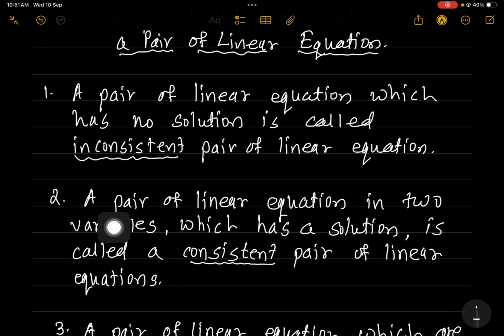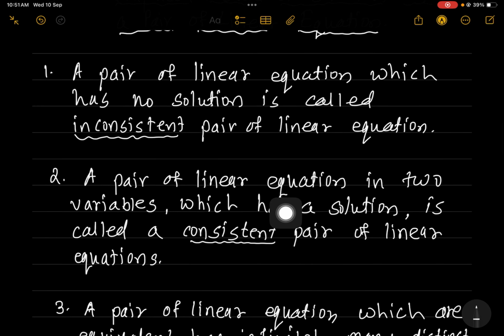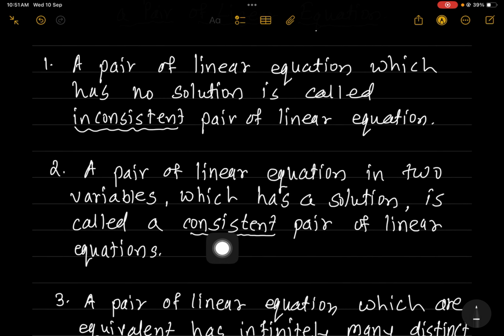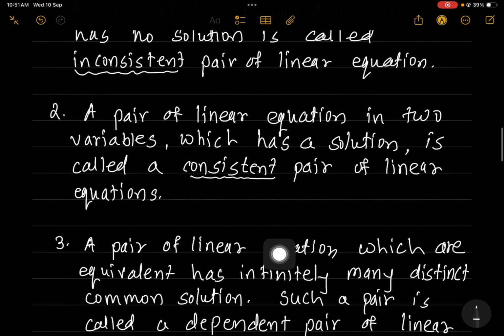Then the second point: a pair of linear equations in two variables which has a solution is called a consistent pair of equations. It means only one solution, x equal to something and y equal to something. That is the only one solution, and that pair is called a consistent pair of equations.